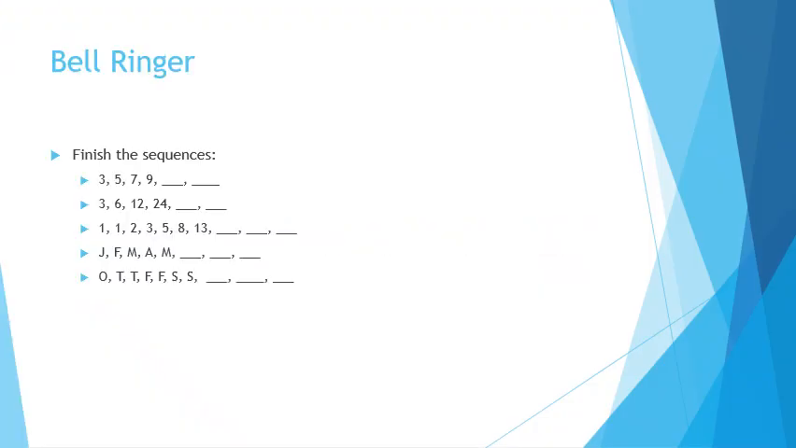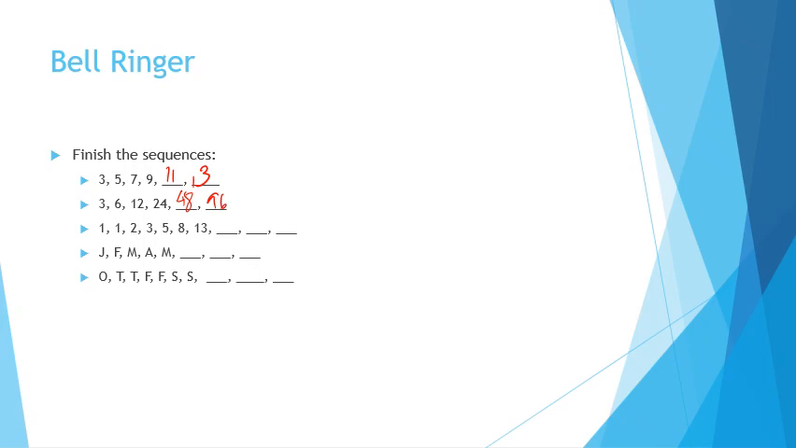Alright, so finish the sequences here. Pause the video if you haven't done the bell ringer because I am about to go over the answer. The first one is an example of an arithmetic sequence. The rule here is going to be adding 2, so 3, 5, 7, 9, 11, and then 13. The next rule here is going to be multiplied by 2. This is an example of a geometric sequence. So 3, 6, 12, 24, 48, and then 96.